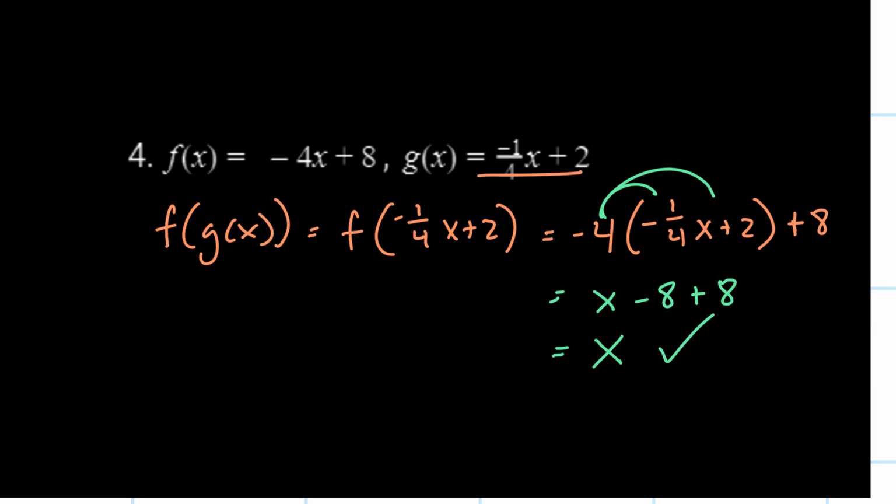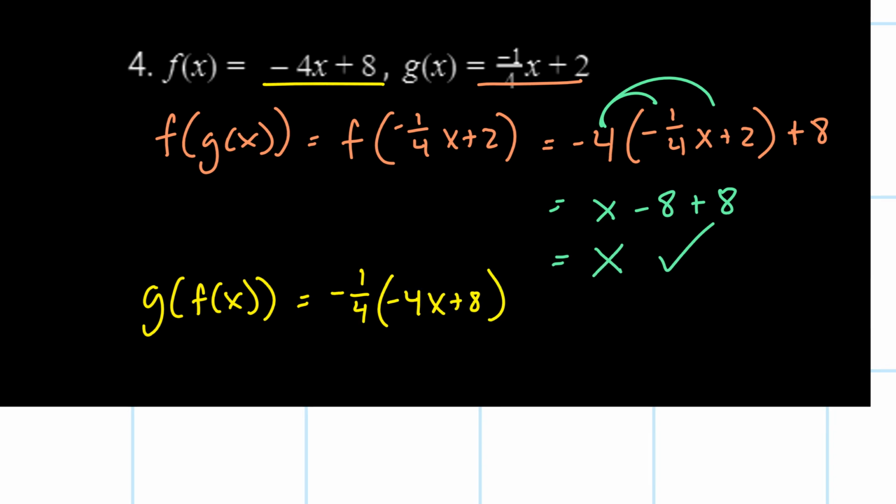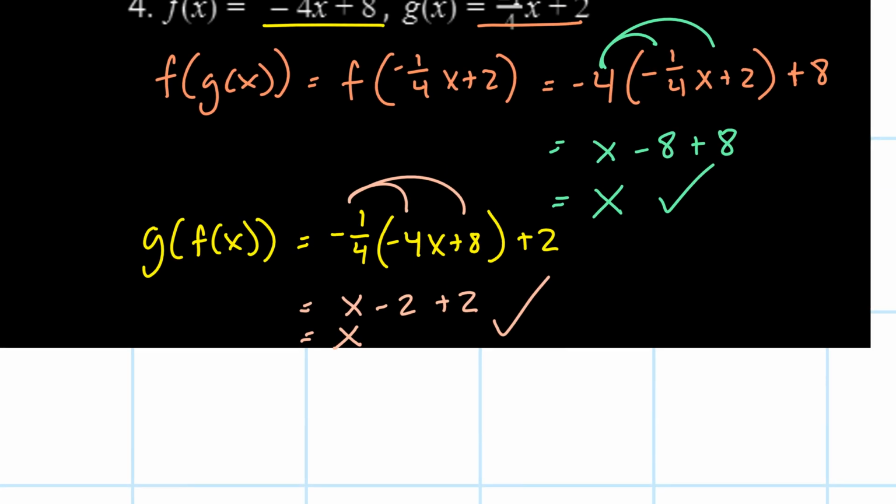So that works. So now we have to do g of f of x. So we're going to plug in f of x in its entirety into g of x. So now wherever we see an x, we're going to put negative 4x plus 8. We can't forget about that plus 2 on the end. So what am I going to do first here? Again, distribute. So what's negative 1/4 times negative 4? 1. So we are left with x plus, oh, what's negative 1/4 times 8? Negative 2. So what am I left with here? What's x minus 2 plus 2? So are these inverses of each other? Yes, these are inverses.